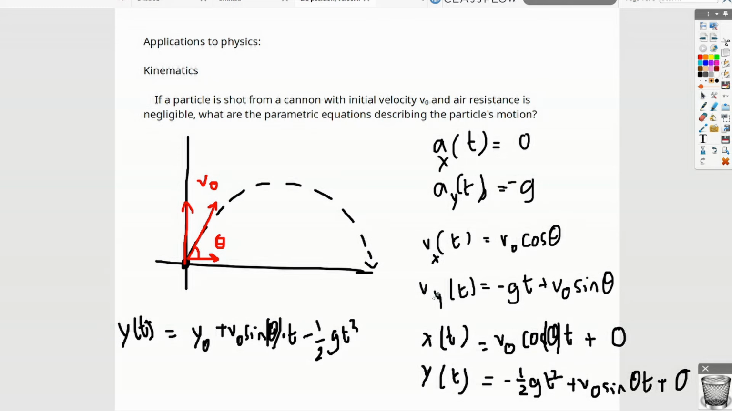Now z, there probably won't be any parametric equation for z unless there's another force pushing it in the z direction, which you will see more in electricity and magnetism. But we're not there yet, and the book doesn't mention it, and I don't want to go into physics, so we will just do the physics that's in this book for now.